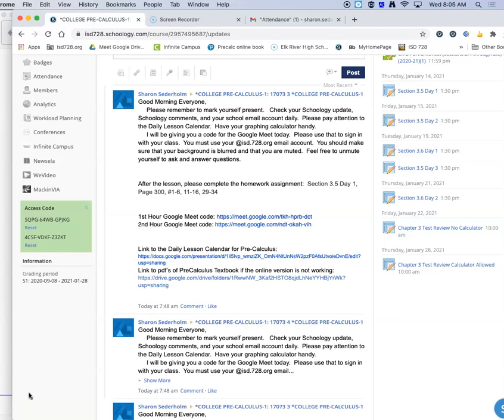This morning I wanted to start off by talking about the updates. I'll always have the Google Meet codes, which you guys have always found, and then the assignment for the day. This link to the daily calendar for pre-calculus has been there for a while, and it is the exact same daily calendar that's posted in Schoology. But I've got a new one down here, and that's a link to the PDFs of the pre-calculus textbook.